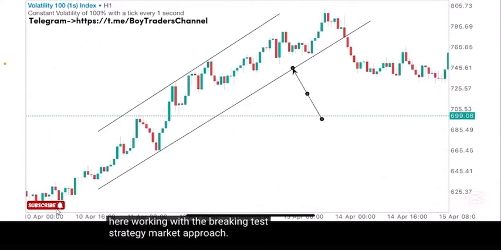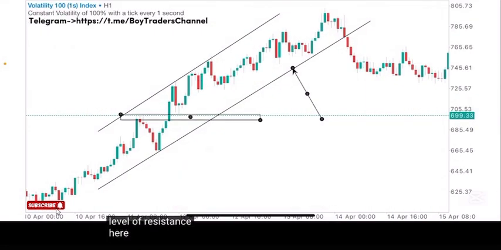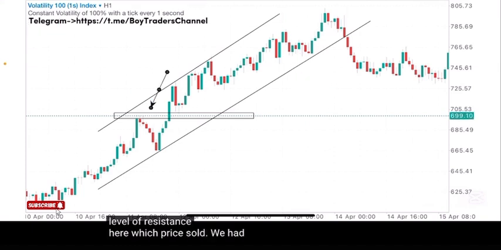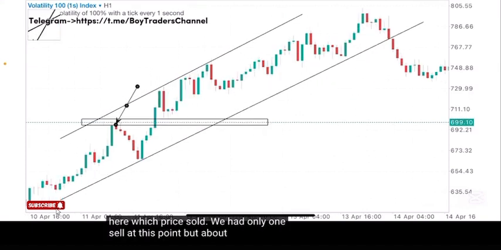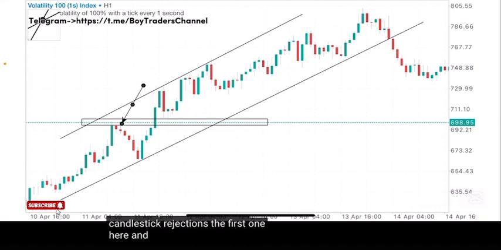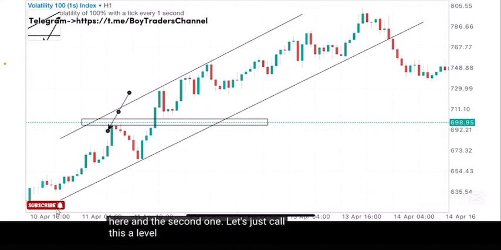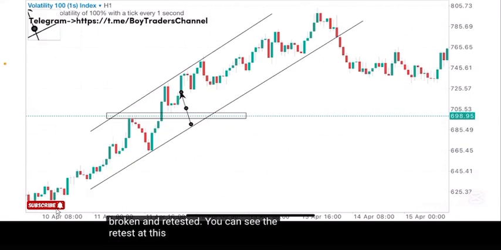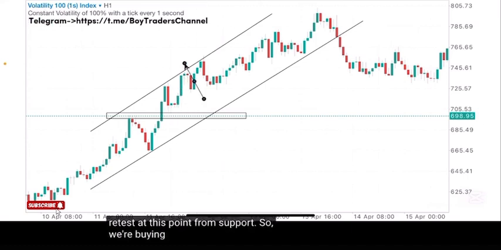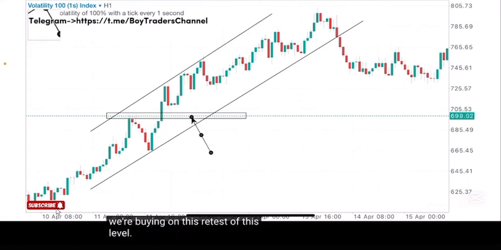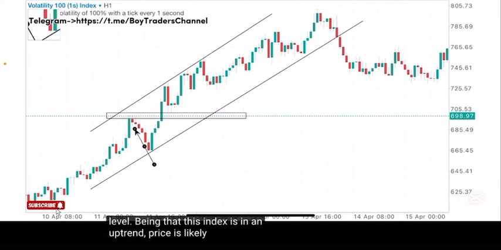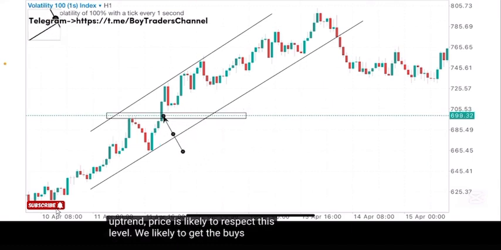Working with the break and retest strategy and market approach. So we have a level of resistance here, which price sold. We had only one sell at this point, but about two candlestick rejections, the first one here and the second one. Let's just call this a level of resistance that got broken and retested. You can see the retest at this point, front support. So we're buying on this retest of this level, being that this index is in an uptrend. Price is likely to respect this level. We're likely to get the buys on this retest.